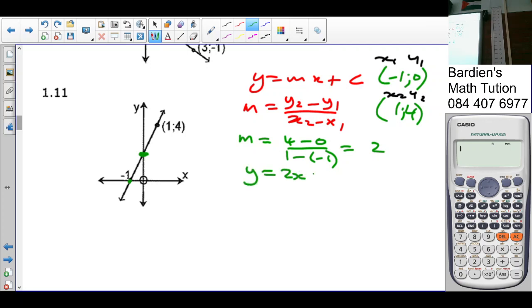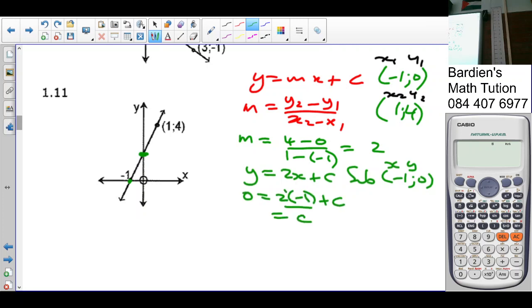So y is equal to 2x plus c. We substitute negative 1 and 0. That's an x and a y. So 0 is equal to 2 times negative 1 plus c. That's negative 2. Becomes positive 2. Does it make sense that this is positive here? Yes, it's above the x-axis. So you say y is equal to 2x plus 2. Okay, any confusion here? No.